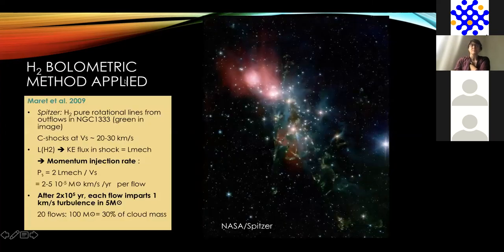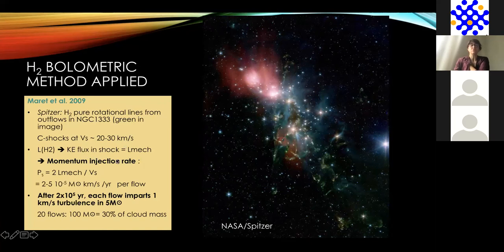So the bolometric method applied in H2, there was a very nice study by Marais et al. in 2009 of this region, NGC 1333, which is a cluster of young stars. It's a cloud that has many outflows. All of the green stuff that you see here is outflows, H2 emission from outflows. And you can see they crisscross each other all over the cloud. This one is the most powerful, but they're all over the place. And the excitation diagram of H2 is compatible with C shocks at 20-30 kilometers per second.